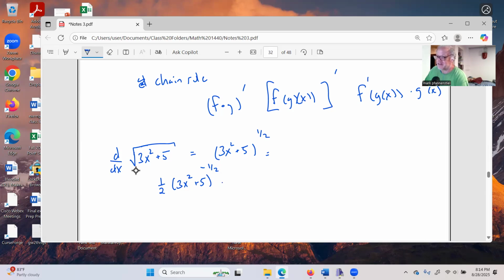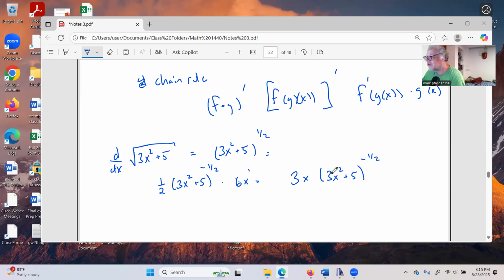And then we're going to have to take the derivative of the inside. So we take the derivative of 3x squared plus 5. That's going to be 2 times 3, which is 6x to the 1. You don't have to write the 1. And the derivative of the plus 5, that's a constant, so that derivative is going to be 0. Let's go ahead and clean this up a little bit. We have 6 over 2, that's going to give me 3x, and then we have 3x squared plus 5 raised to the negative 1/2 power.